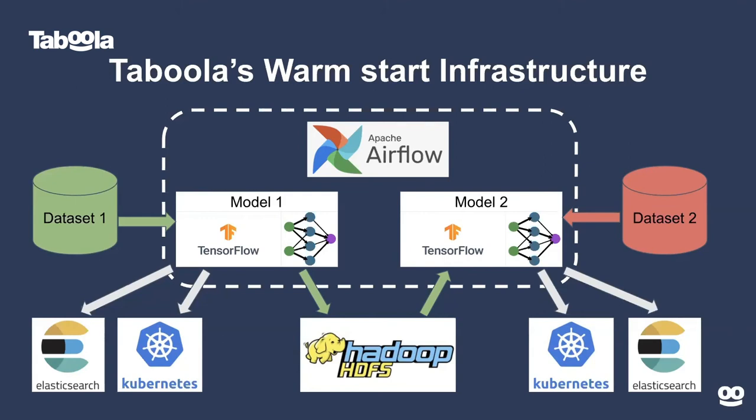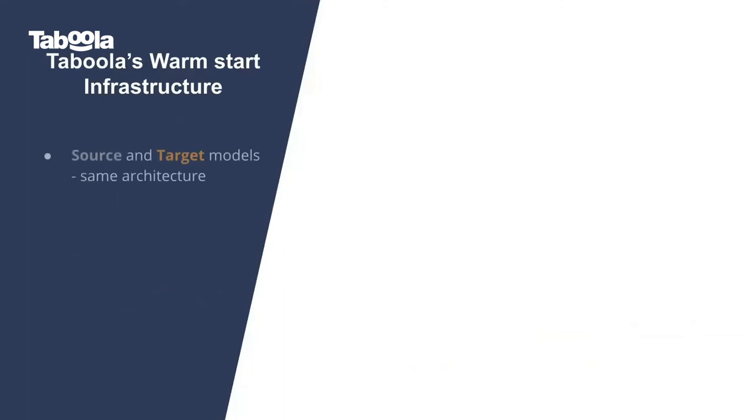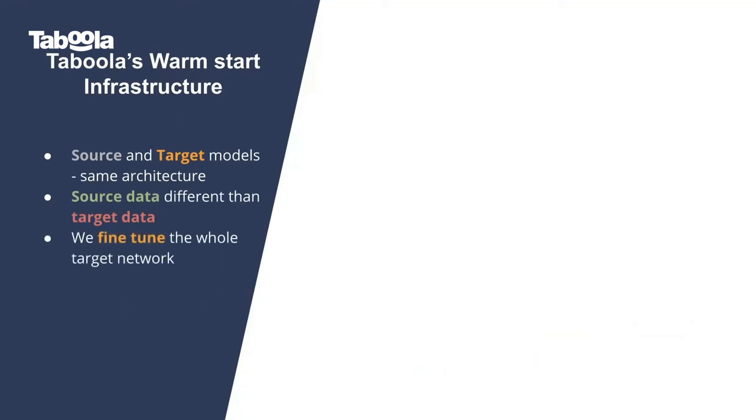So if we're okay with this architecture, let's dive into a specific neural network architecture with this setup using the Warmstart. Specifically, the source and the target models share the same architecture, as we saw previously. The source and the target data are different, and we fine-tune the whole network. We don't freeze the shared layers, we fine-tune everything, and you will understand why we do it.